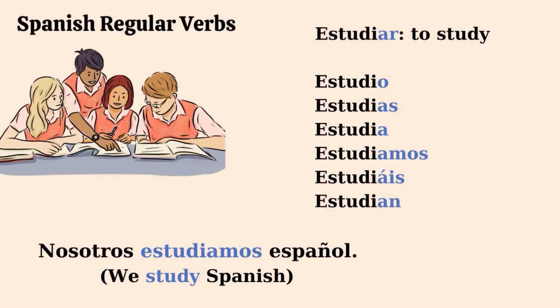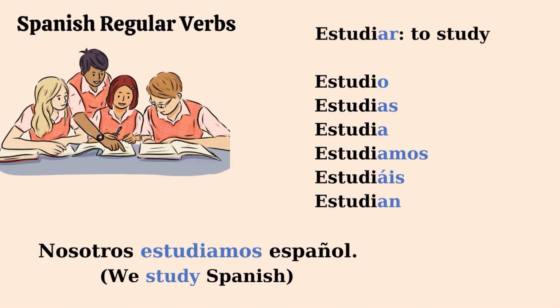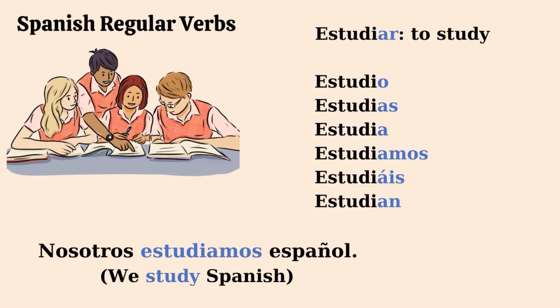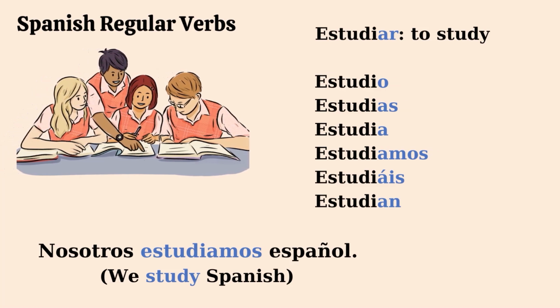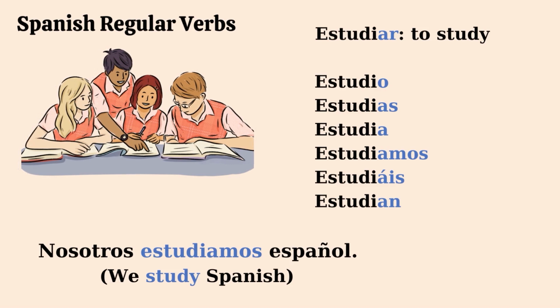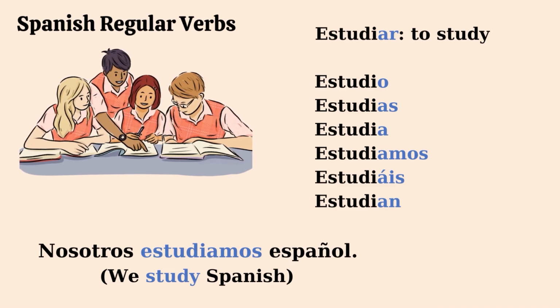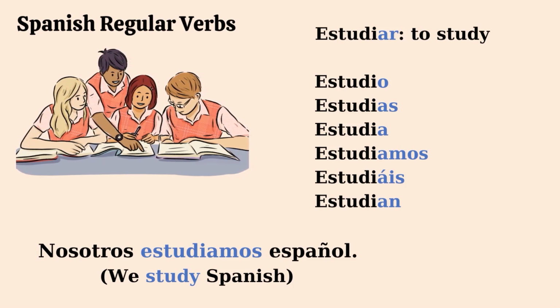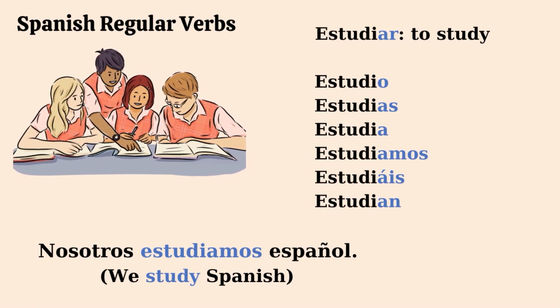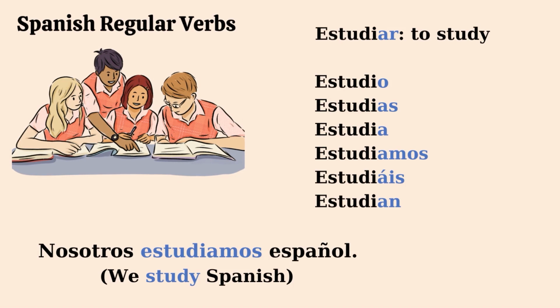When we conjugate regular verbs, the root of the verb doesn't modify. We just add the suffixes to the root of the verbs. Here we have the verb estudiar. As you see, we drop r and we add o, as, a, amos, áis, an. So we say estudio, estudias, estudia, estudiamos, estudiáis, estudian.